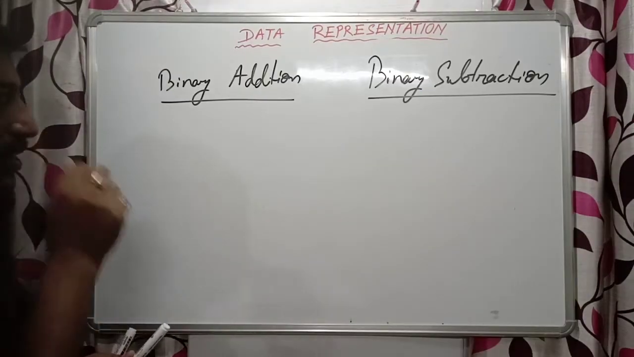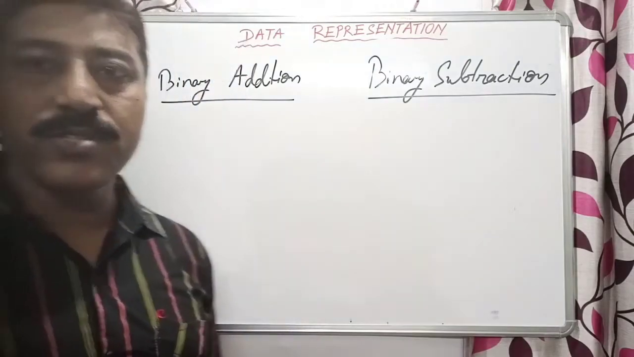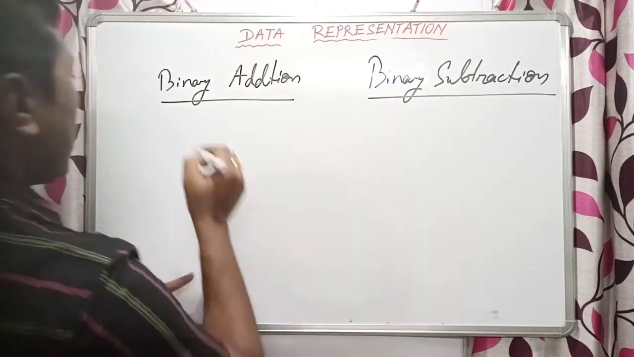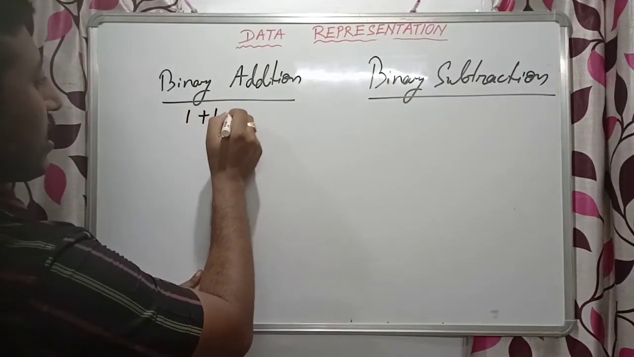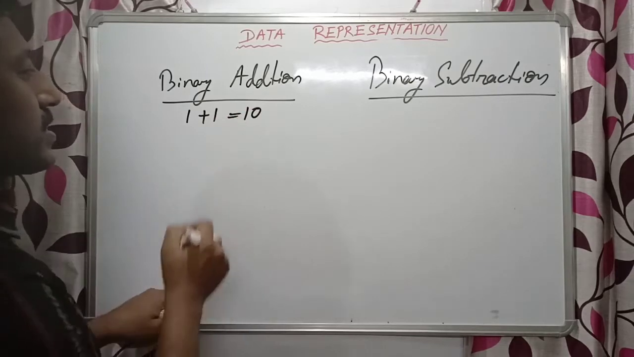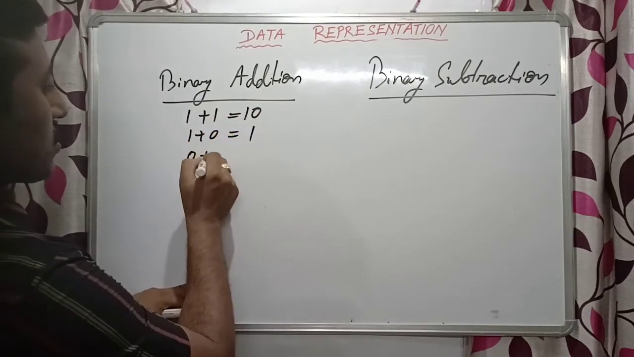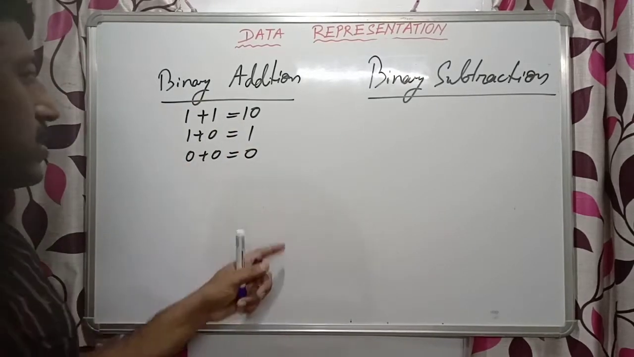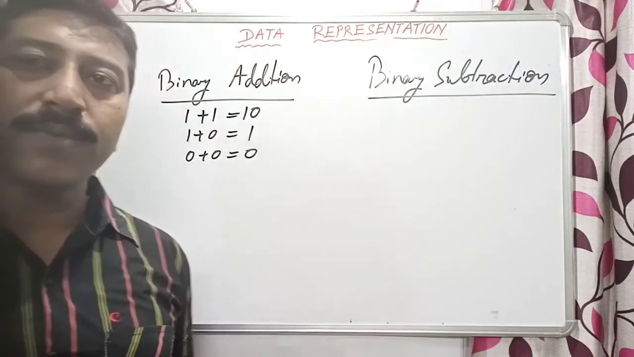So students, next we'll discuss binary additions and binary subtractions. I am giving you some examples, so remember. Before that, we follow some rules. Rules means, when we add 1 with 1, the output is 10. 1 plus 0 is 1, and 0 plus 0 is 0. 1 plus 1 is 10, you remember. This is the rule: when we add 1 plus 1, the output is 1 0.